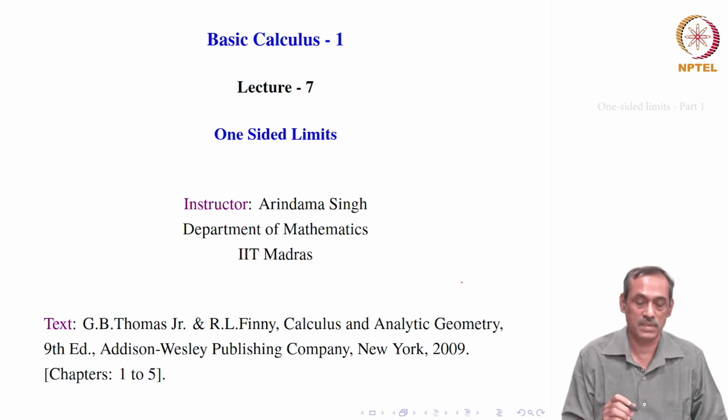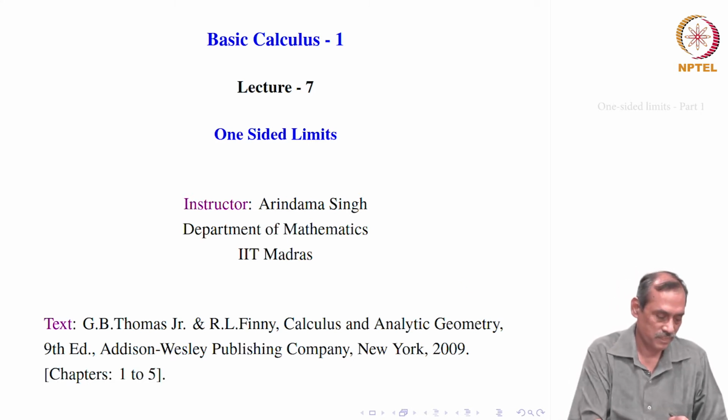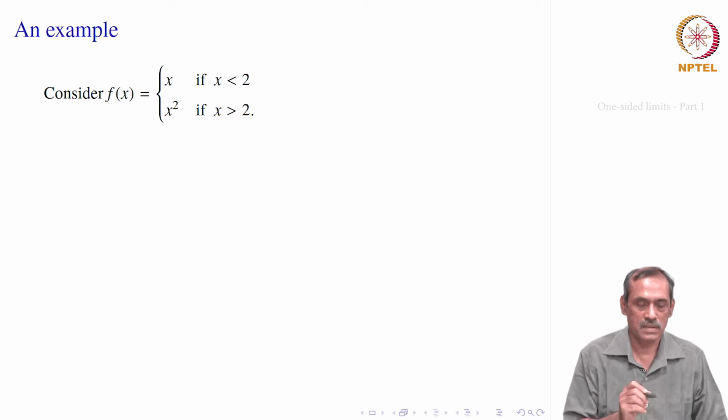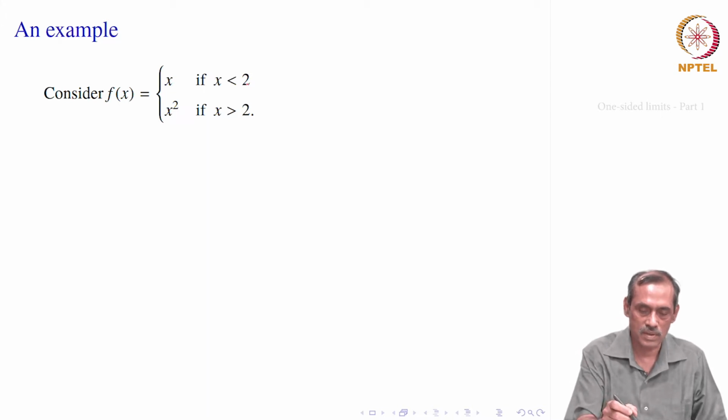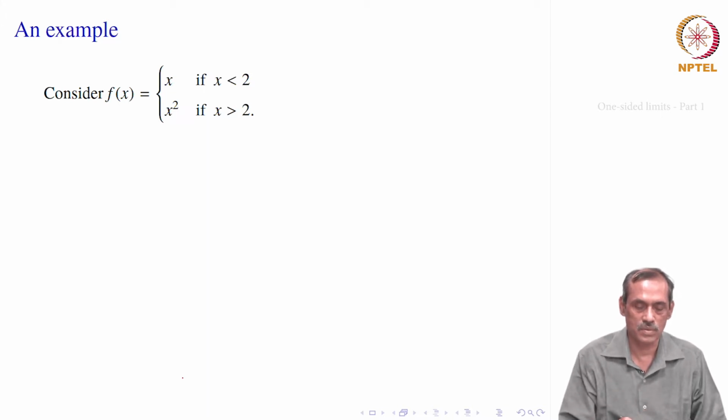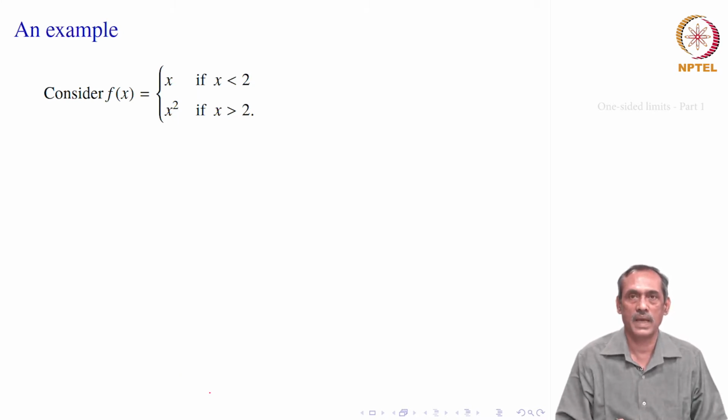Sometimes also, even if the function is defined throughout an interval, we will be considering again one sided limits. We will see slowly. Okay. So, let us start with this. Say we have a function f of x, which is defined throughout real numbers except at the point 2. So, for x less than 2, it is given as x, and for x bigger than 2, it is given as x squared.